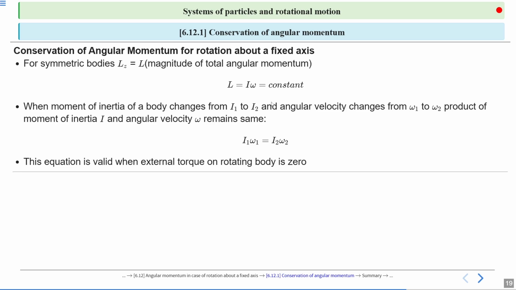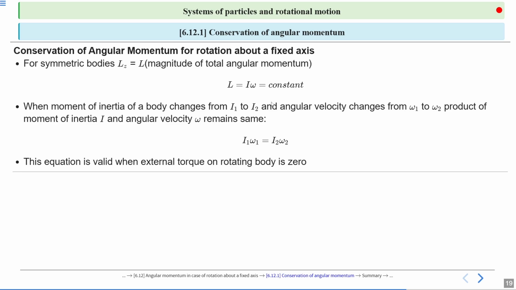So when the moment of inertia of a body changes from I1 to I2 and the angular velocity changes from omega 1 to omega 2, the product of moment of inertia I and angular velocity omega remains the same, that is I1 omega 1 is equal to I2 omega 2. This equation is valid when the external torque on the rotating body is 0.